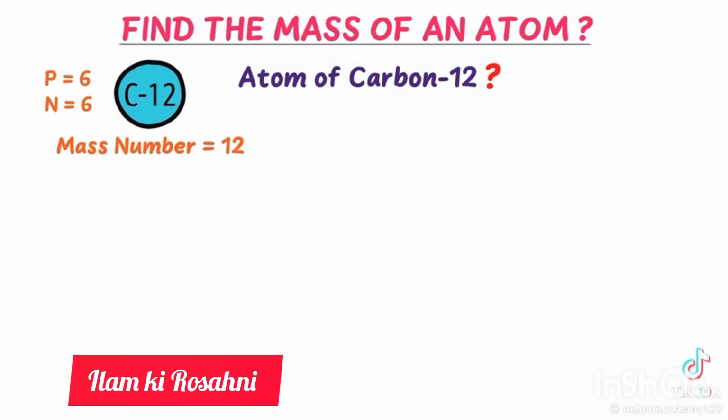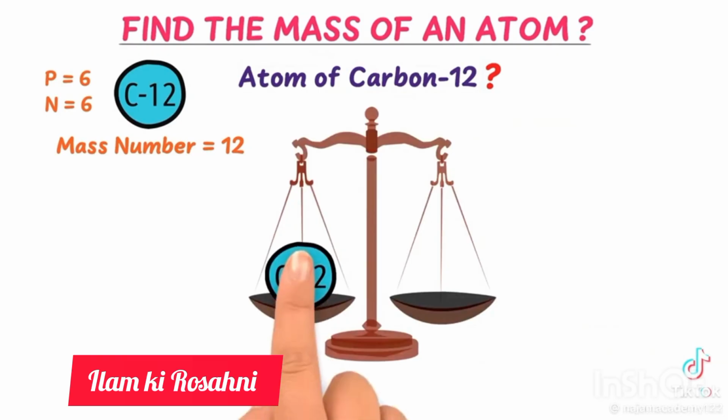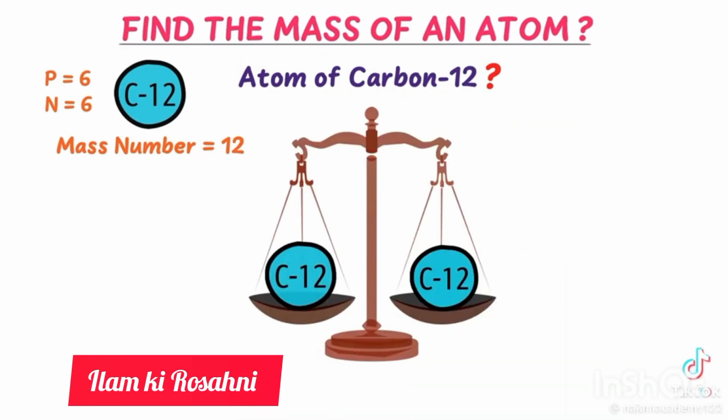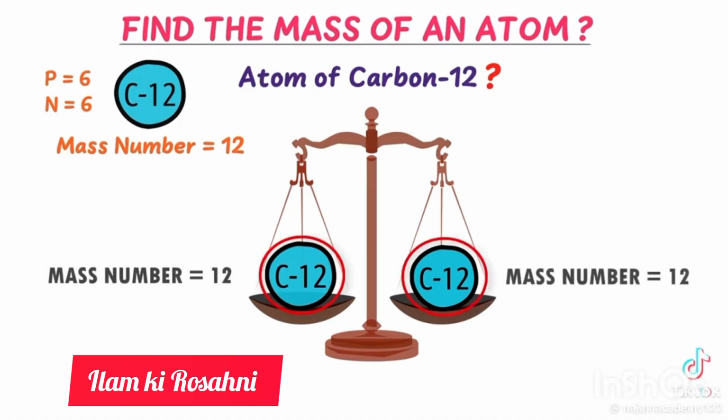Now let's consider a balance. Let me place 2 same atoms of carbon-12 on either side of the balance. We see that it is in equilibrium because the mass number of this carbon is 12 and we also know that the mass number of this carbon is 12.